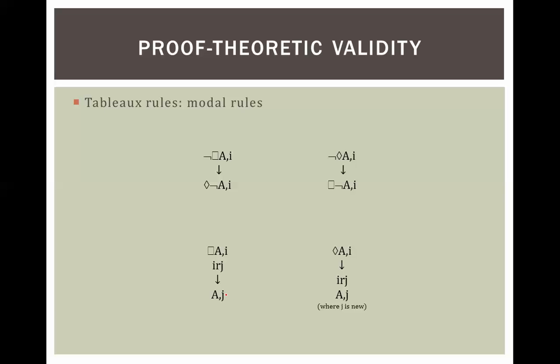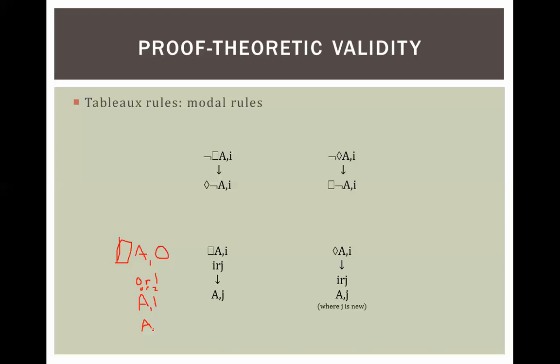So what does that mean? Let's say you see necessarily A, that is a box A, at world 0, and somewhere along your branch you have 0 relates to 1, then you can say A1. You can make this claim. And you'll have to make it for every time you see an iRj. So every time 0 relates to a world, you're going to have to make an A at that world. If you also see somewhere on your branch 0R2, 0 relates to 2, you're going to have to make an A2.